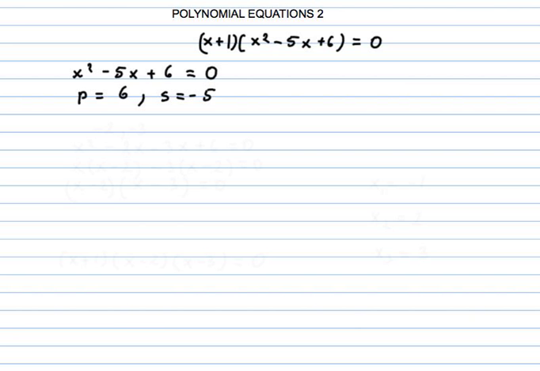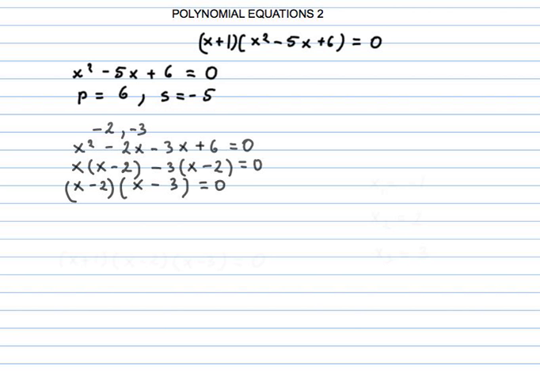If you choose to do it by factoring, the product is 6, and why is the product 6? Because the coefficient in front of x squared is 1, so 1 times 6 is equal to 6. The middle term is -5, so that's the sum. So you're looking for two numbers that multiply into 6, and the same two numbers add up to -5. So the two numbers are -2 and -3.